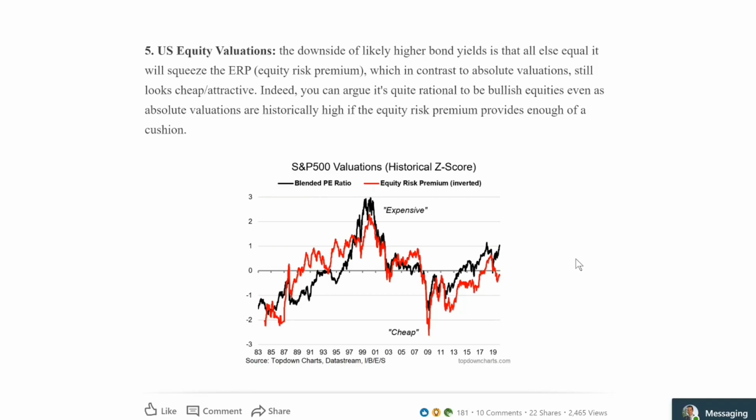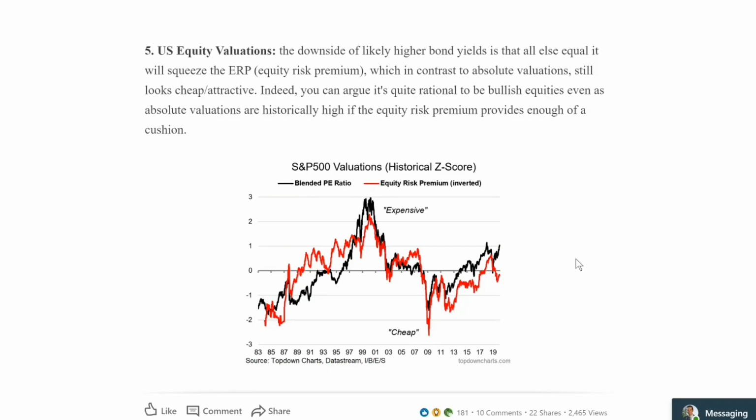So we've got two lines there. The black line is the blended PE ratio. That's a mix of the trailing PE, so price to last 12 months earnings, forward PE, so price to next 12 months earnings, and the PE10, price to the average of earnings over the last 10 years.